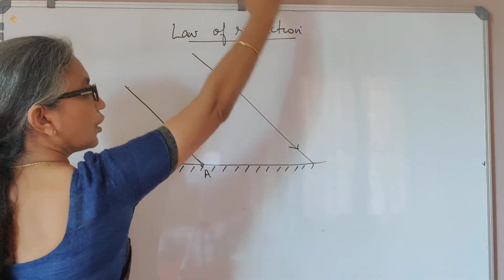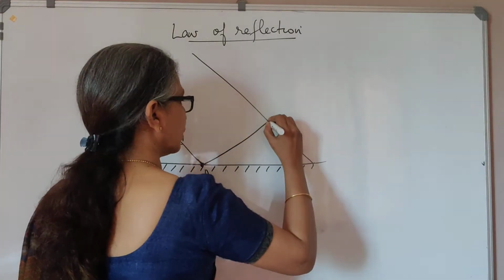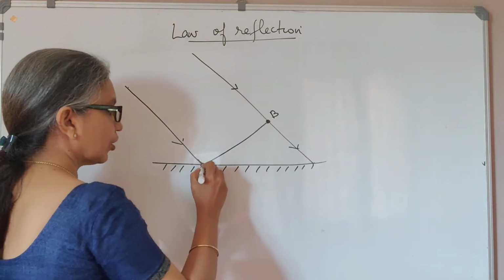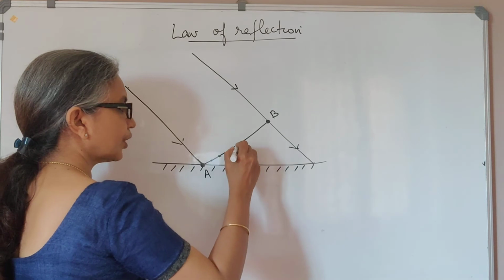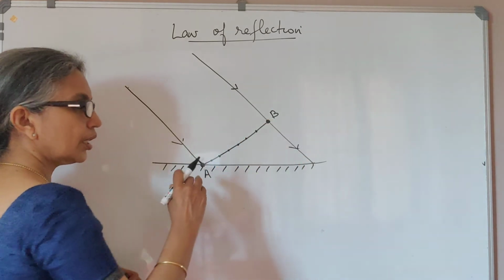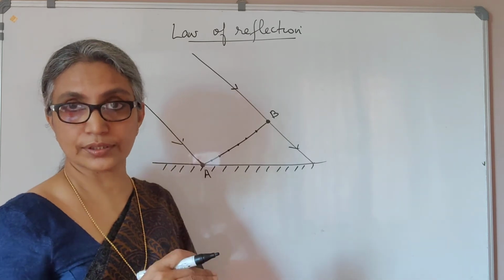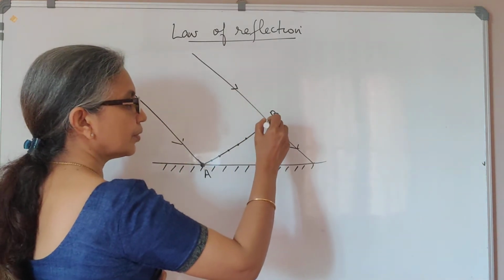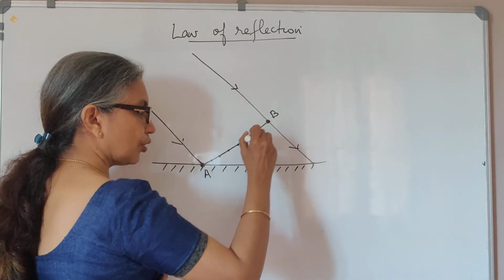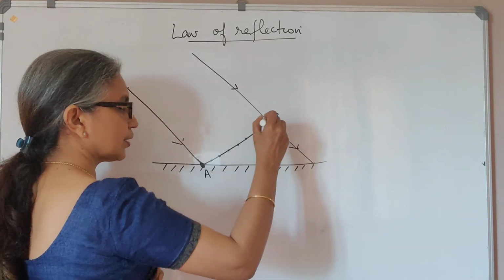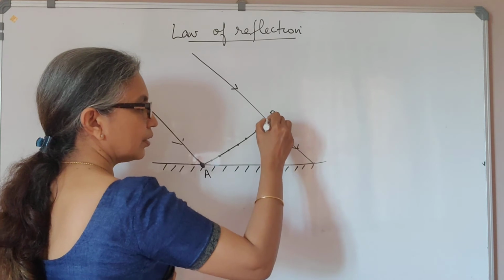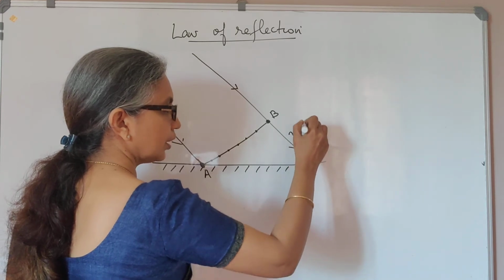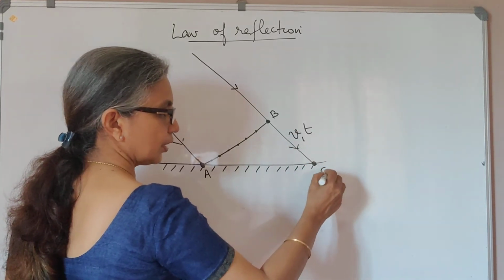I'm taking a small portion of that whole huge wavefront and cutting a perpendicular here. So we have a plane wavefront AB, and every point on this plane wavefront is going to act as a secondary source of disturbance, sending out spherical wavefronts in the medium. We cannot draw wavelets from all of these small points, so we just take two sources, that is A and B. In time t, this wavelet would travel a distance V1 into T to reach the point C, right?